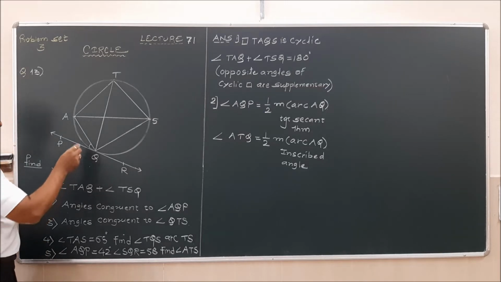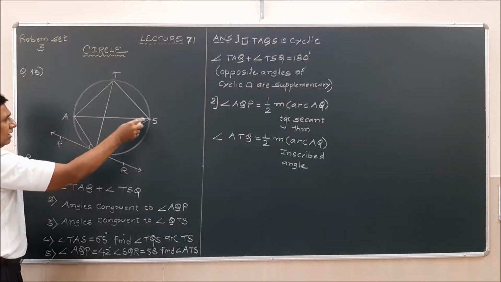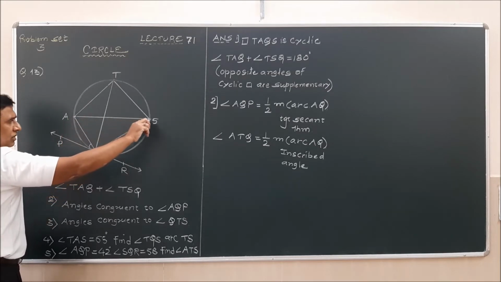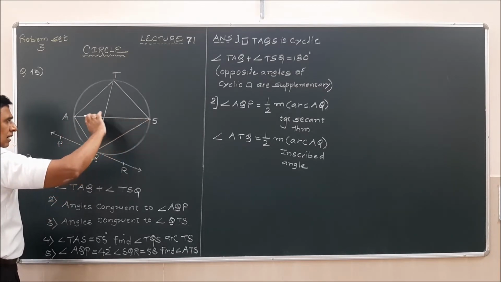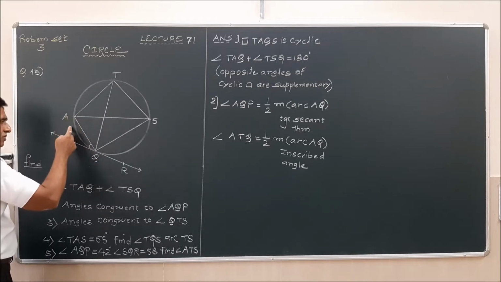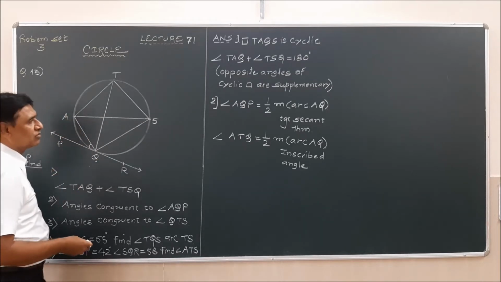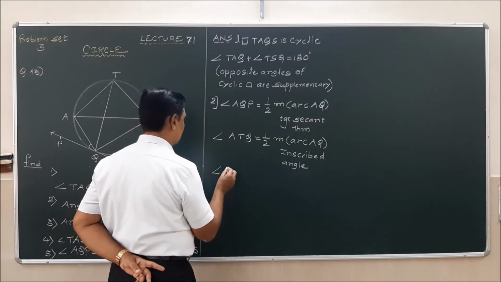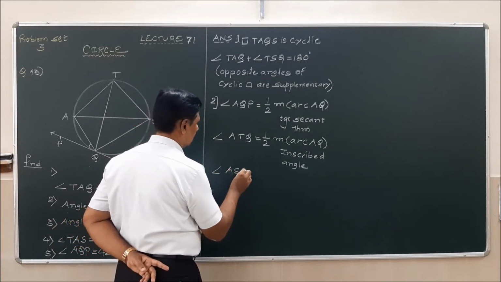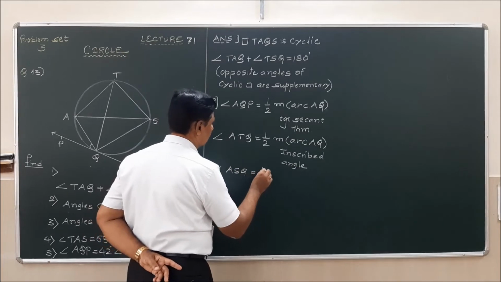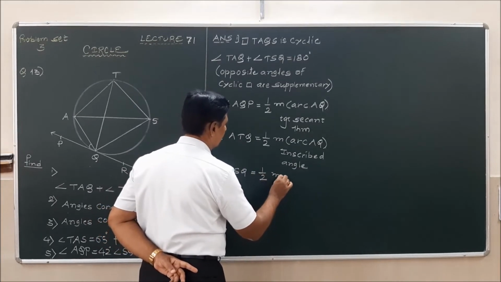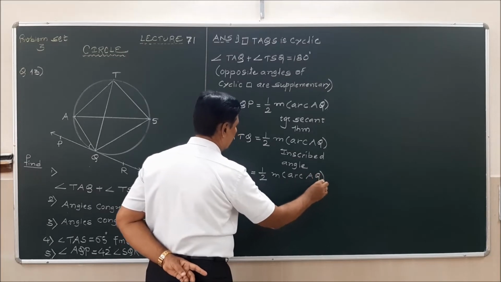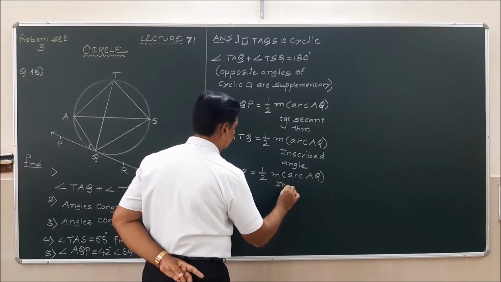Now next to that you will find angle ASQ. Try to understand. Angle ASQ, this is also inscribed angle, and measure of this angle is also equals to half arc. So angle ASQ is equal to half measure arc AQ. Reason is same, inscribed angle.